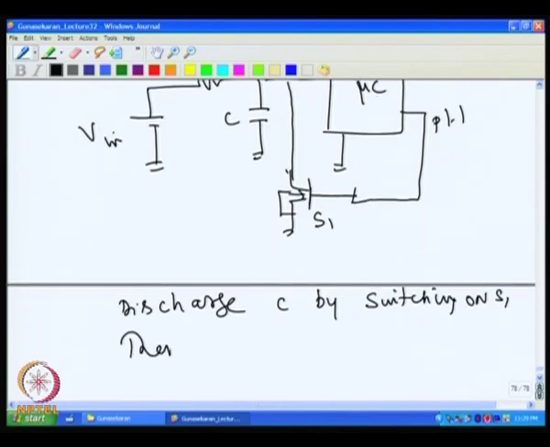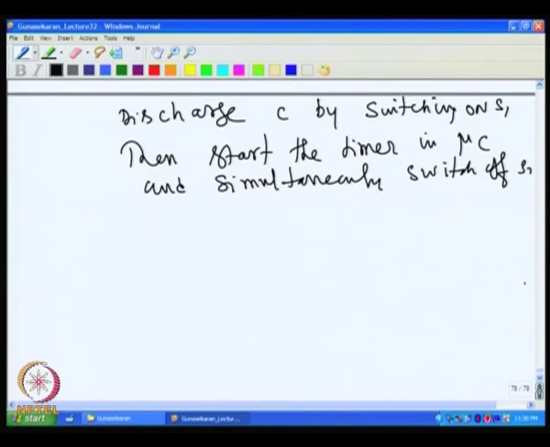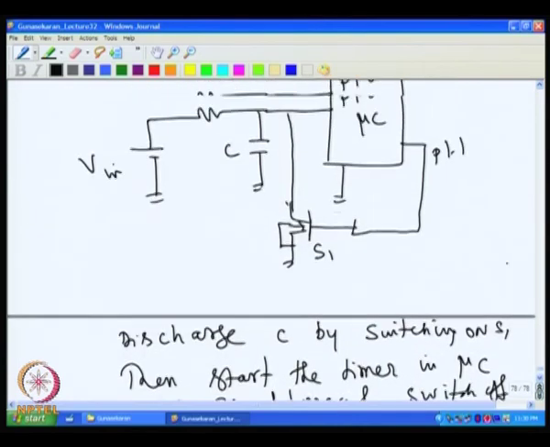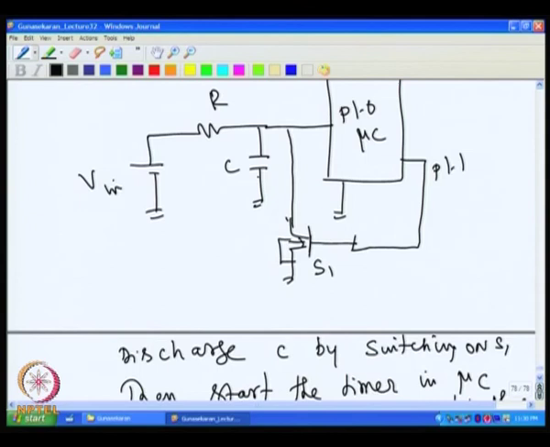Then start the timer in the microcontroller, and simultaneously switch off S1. Now, the input voltage will charge, because now S1 is off. Whatever current is coming from V in will charge the capacitor C. After some time, that capacitor will charge to some value.